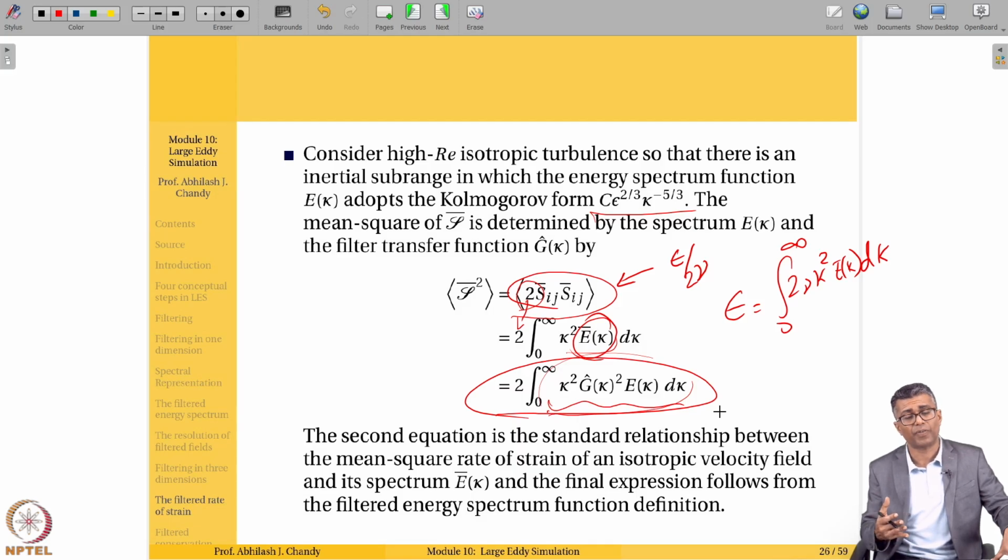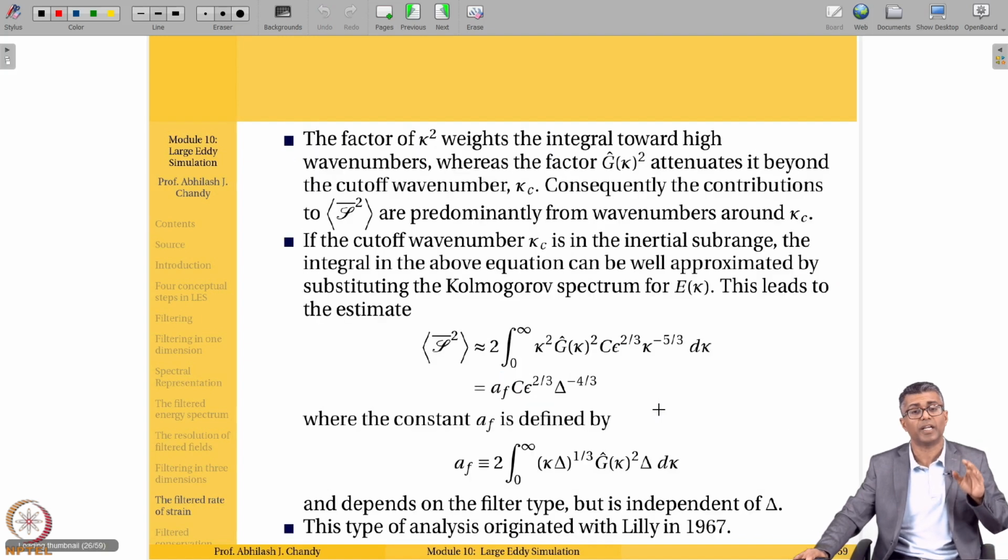Whereas for larger wave numbers it is going to be more dominant, and there is nothing beyond kappa c. And so as it gets closer and closer to kappa c, this becomes more and more dominant. So the characteristic rate of strain is more dominant in the inertial subrange. So that is what we are trying to describe here, in which case you can substitute the filtered energy spectrum with the inertial subrange spectrum.